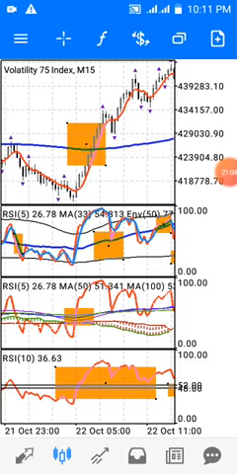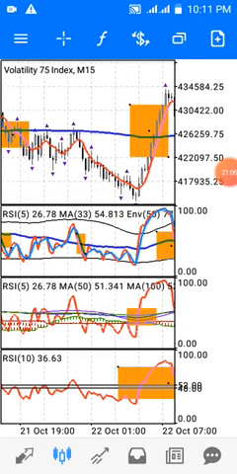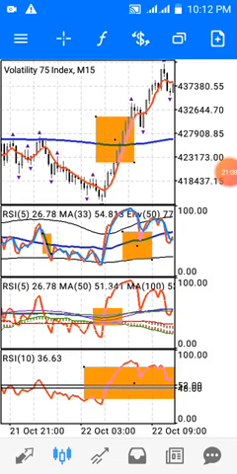So that's it. Ensure you backtest this strategy before you start to trade on a real account. Before you use real money, make sure you test it on a demo account to be sure you know how it works. This strategy is for scalping small, quick profit on the Volatility 75 index.